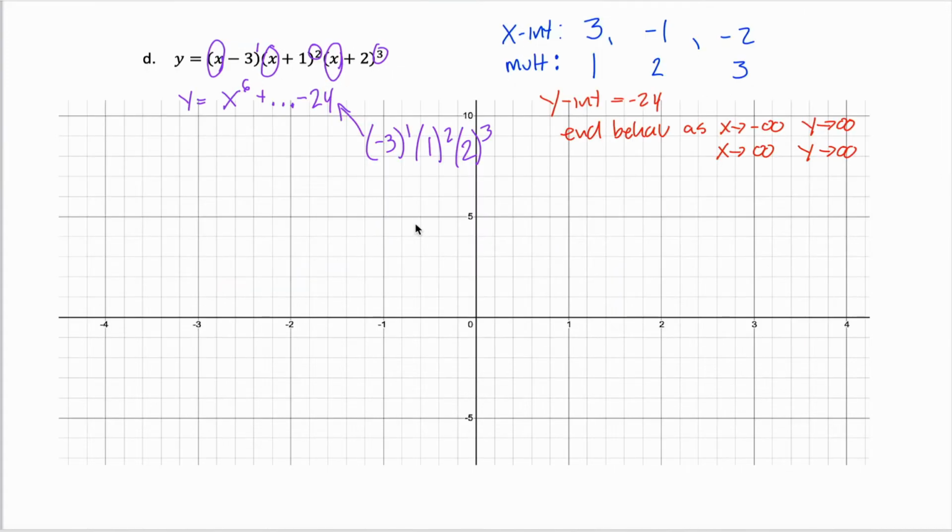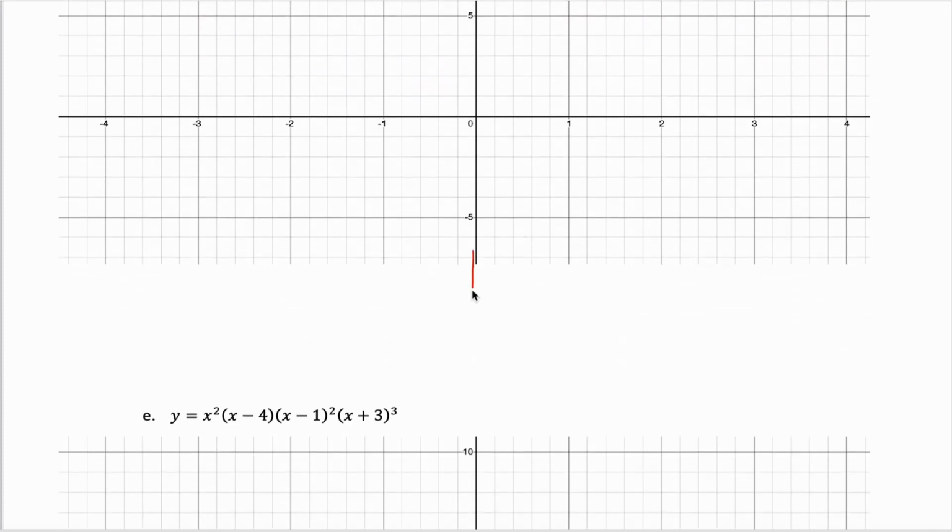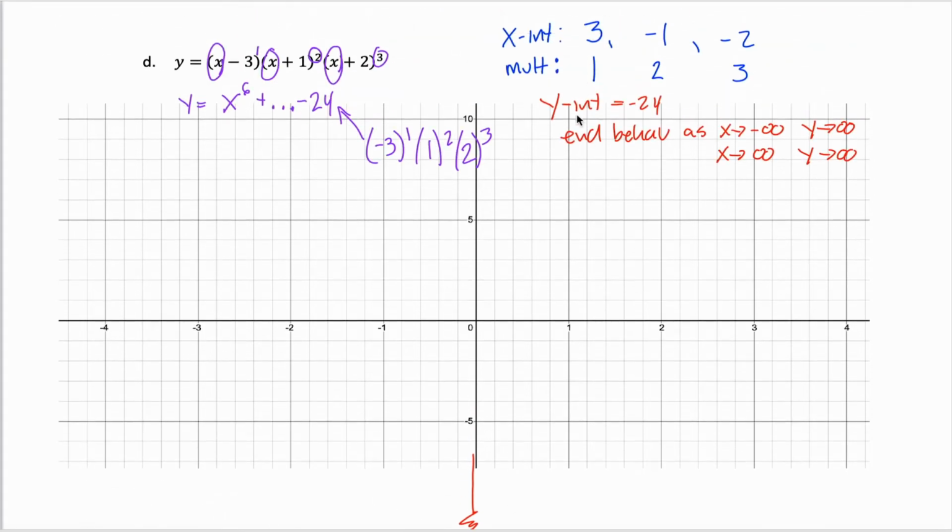Can we put all of that into a graph? Sure. The y-intercept is -24. Okay, that doesn't really fit on my graph, but that's somewhere down here. I've got to make sure I go through that point. What about the x-intercepts? Those were at +3, -1, and -2, and it might make your life easier if you indicate the corresponding multiplicities of 1, 2, and 3 respectively.